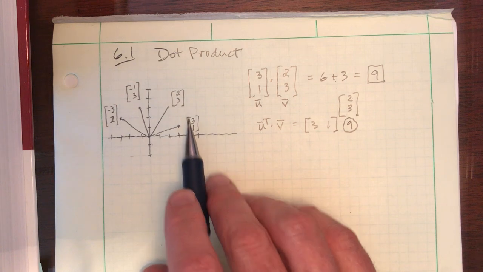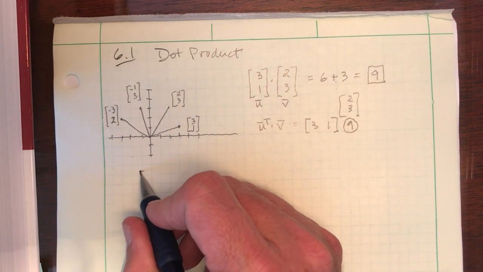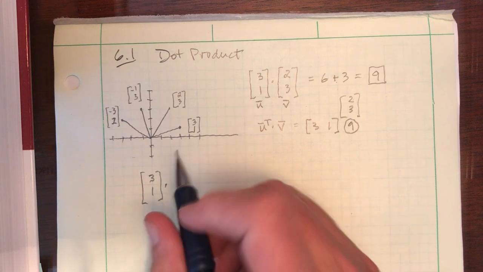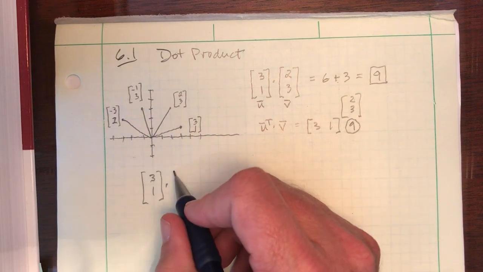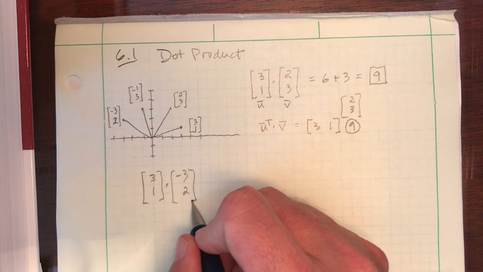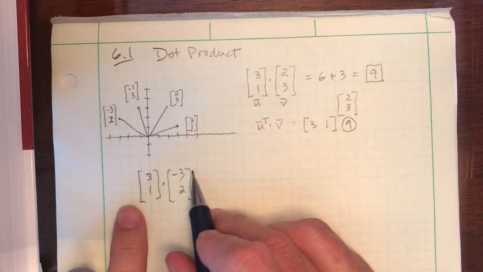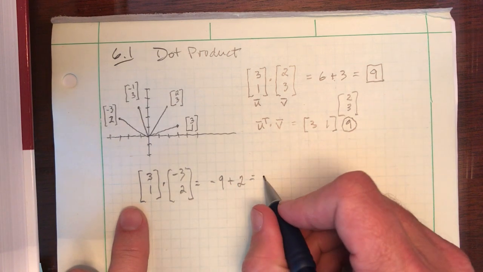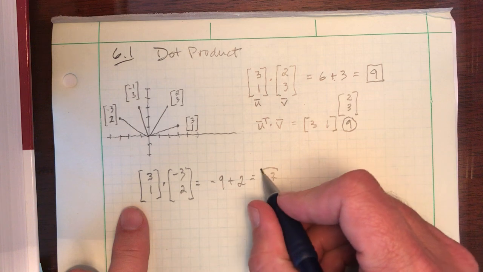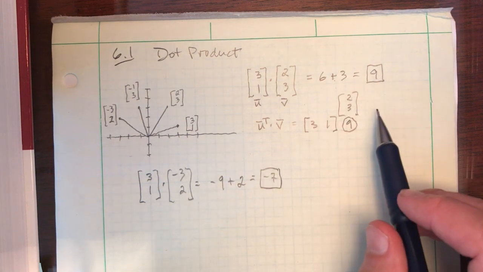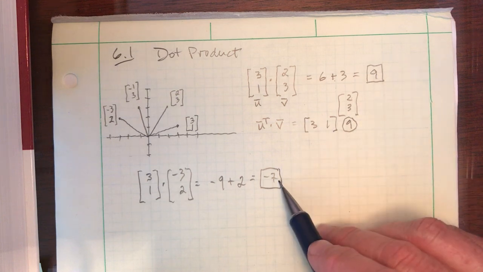So that was (3, 1) versus (2, 3). Let me show you two more real quick. I'm going to stick with (3, 1) as my base vector, and let's now dot product with (-3, 2). And let's notice something. So dot product straight across, negative 9 plus positive 2 is negative 7. So let's just call this out. The result of a dot product is always a scalar. Looks like it can be positive or negative.